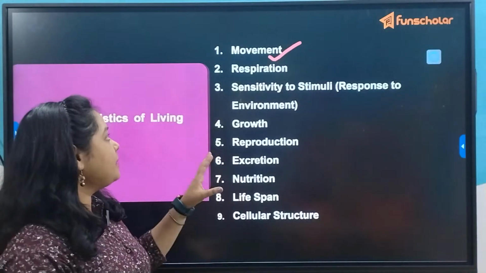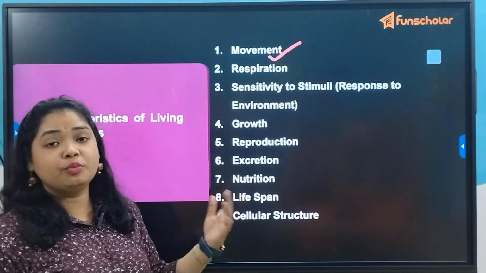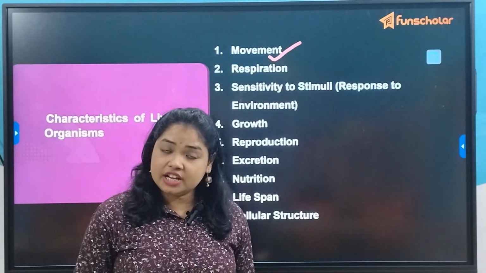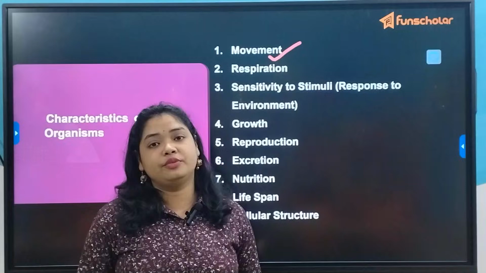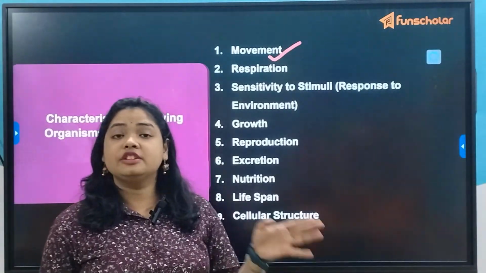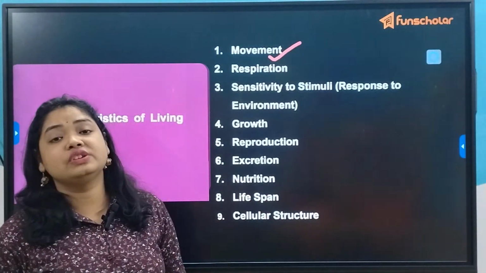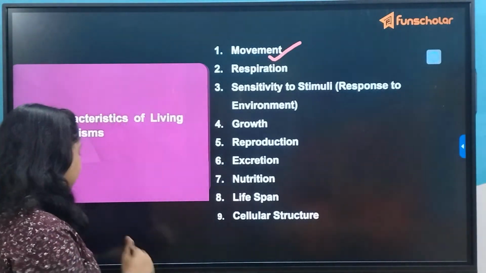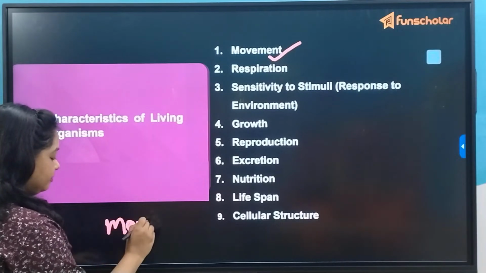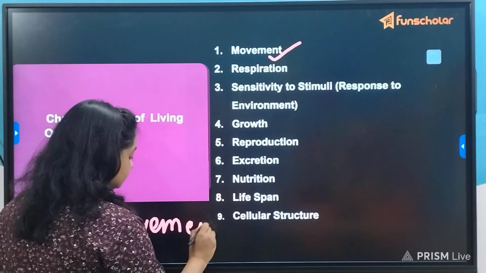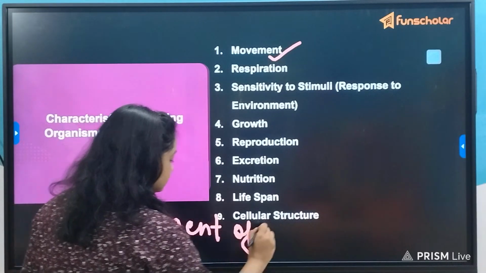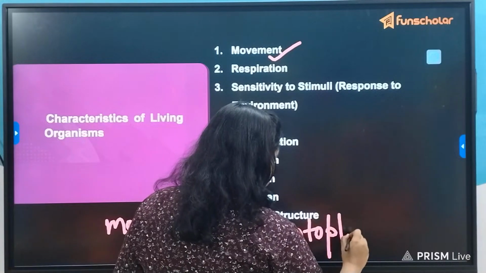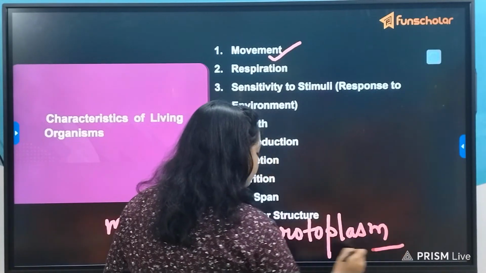But if we keep aside all these movements, that is movement either from one place to another or being stationary in one place but showing movement in different other ways, just like plants, the first movement which actually ascertains whether any cell is living or non-living is the movement of the protoplasm.